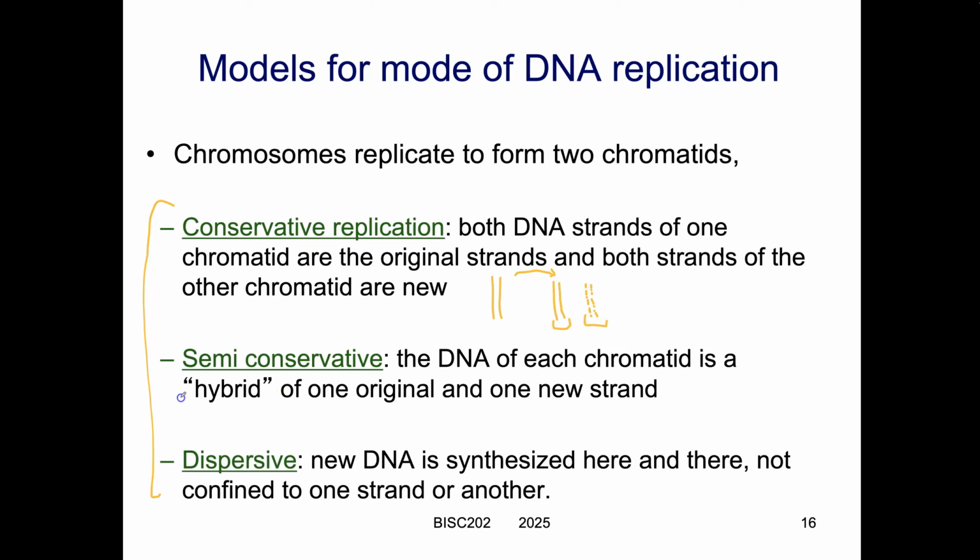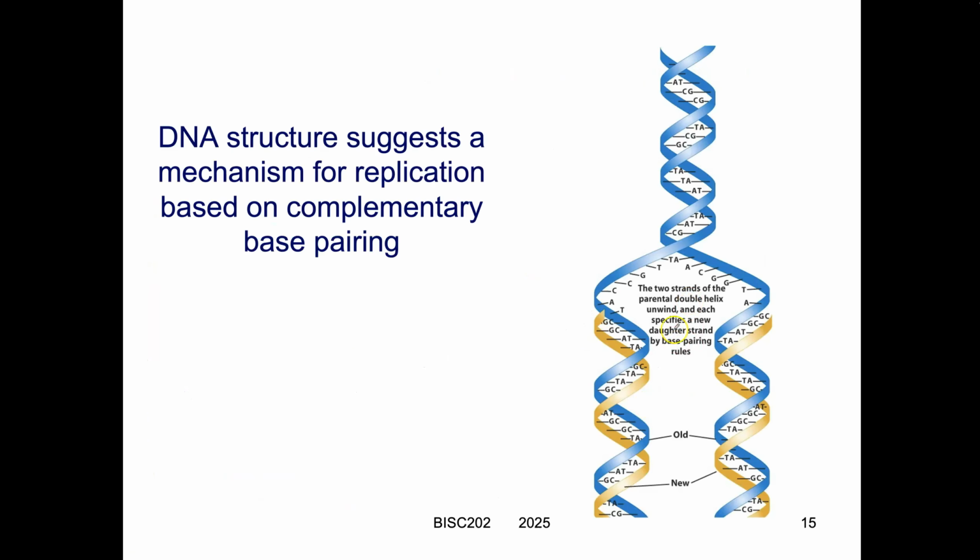So that you had the old DNA as one of the chromosomes and then a whole new chromosome made, right? You have semi-conservative, which is what we just looked at here, where your old helix opens up, and then each of the new ones that you make has one old and one new piece of DNA.